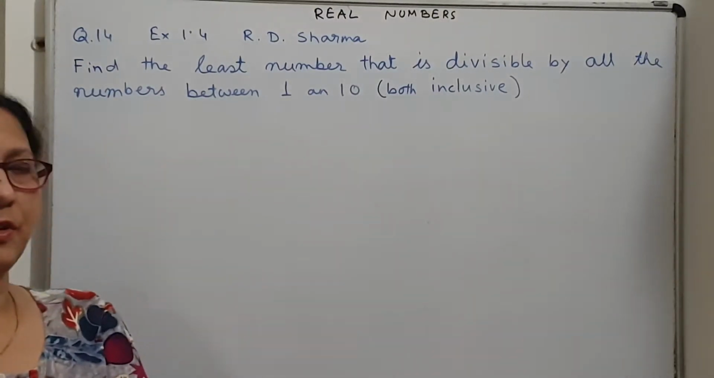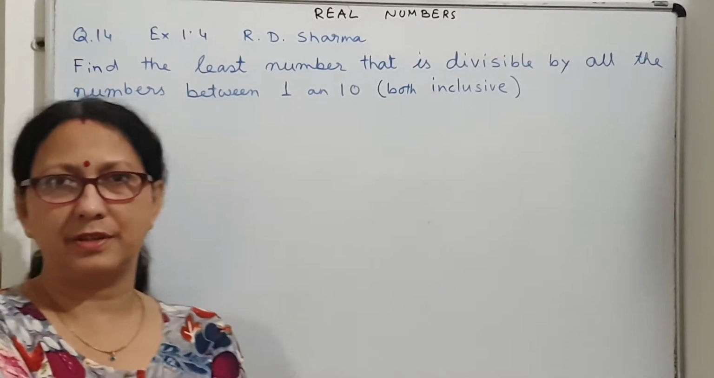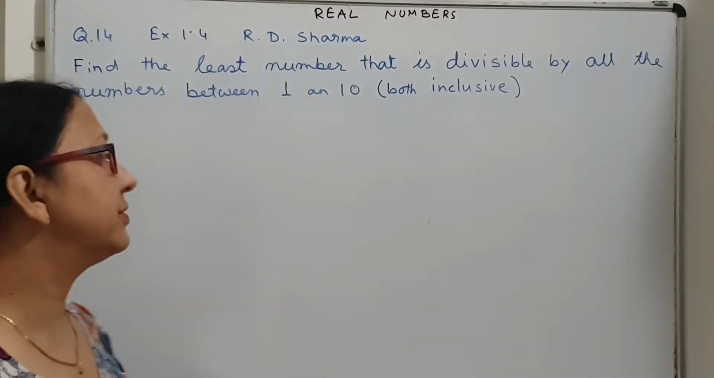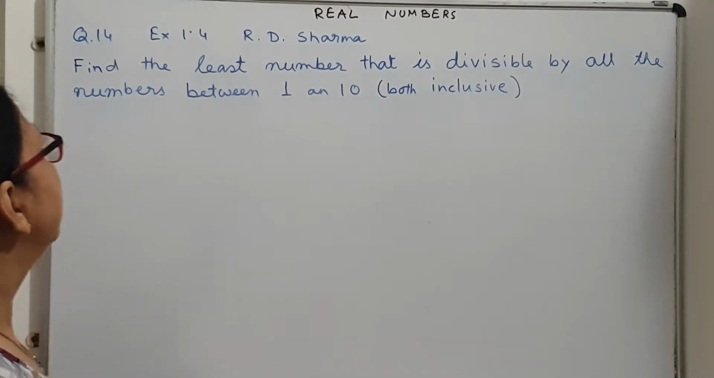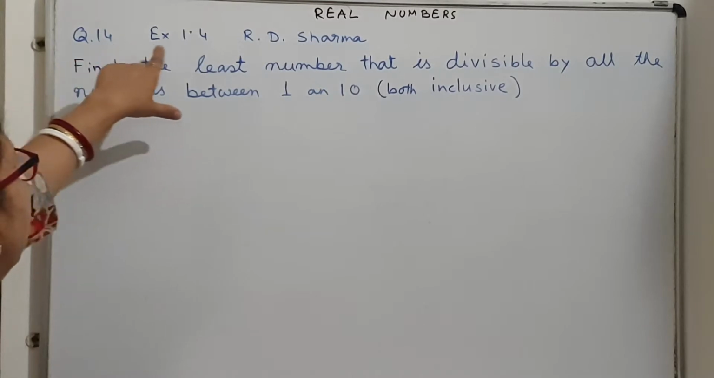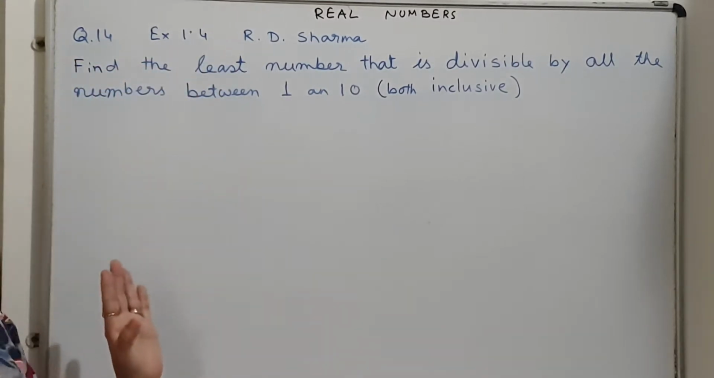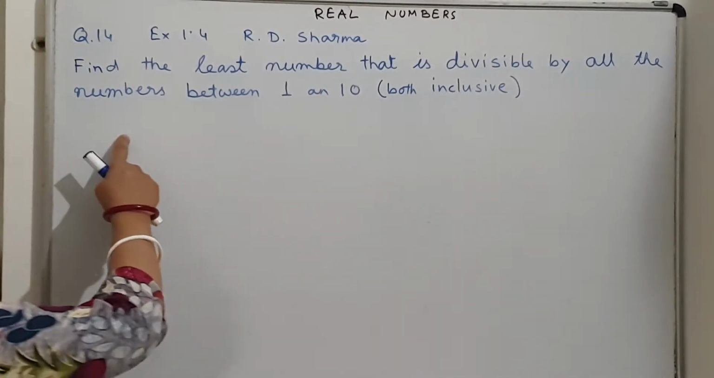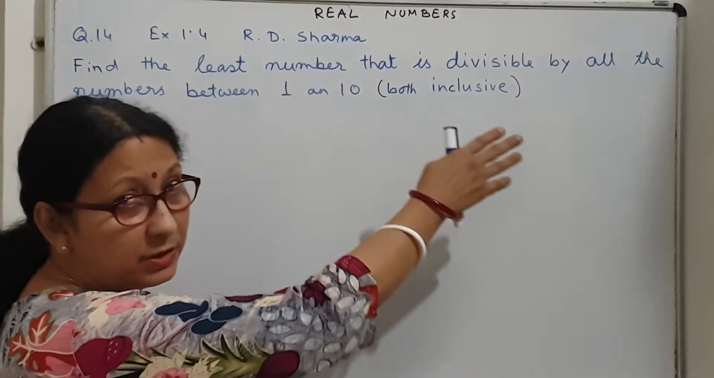Now I'll be solving a few selected questions from R.D. Sharma, some difficult, concept based questions for you. The first one that I have taken is question number 14 of exercise 1.4 of the R.D. Sharma. What is the question? Find the least number that is divisible by all the numbers between 1 and 10, both inclusive.